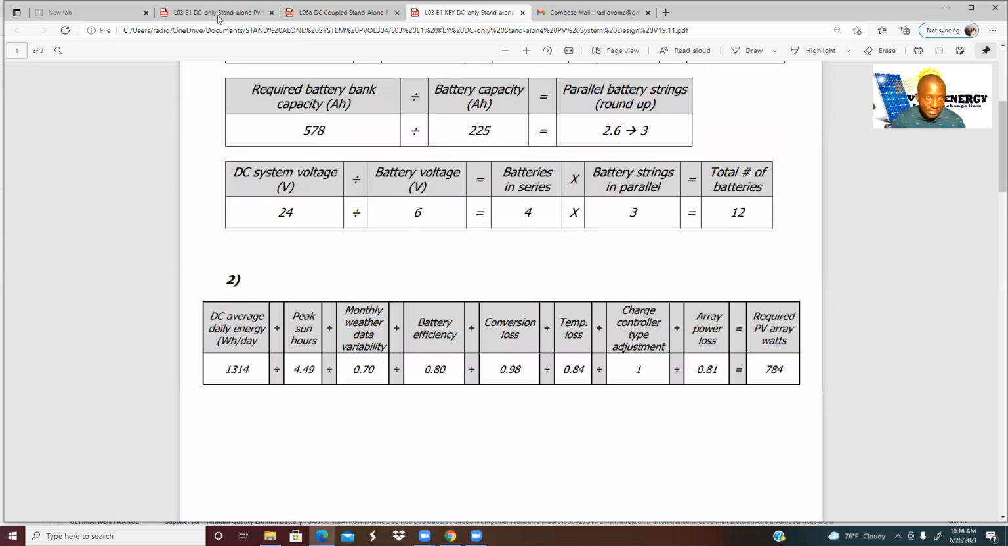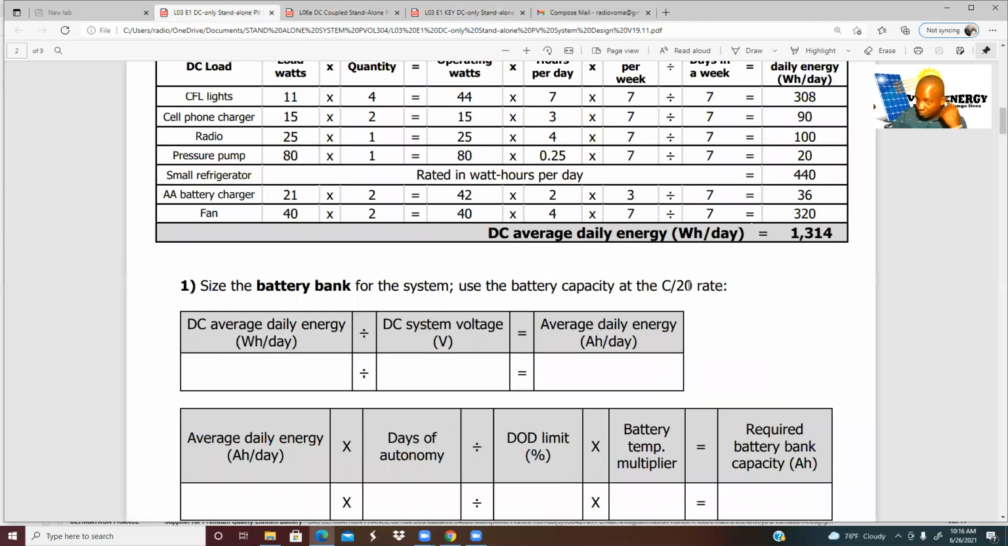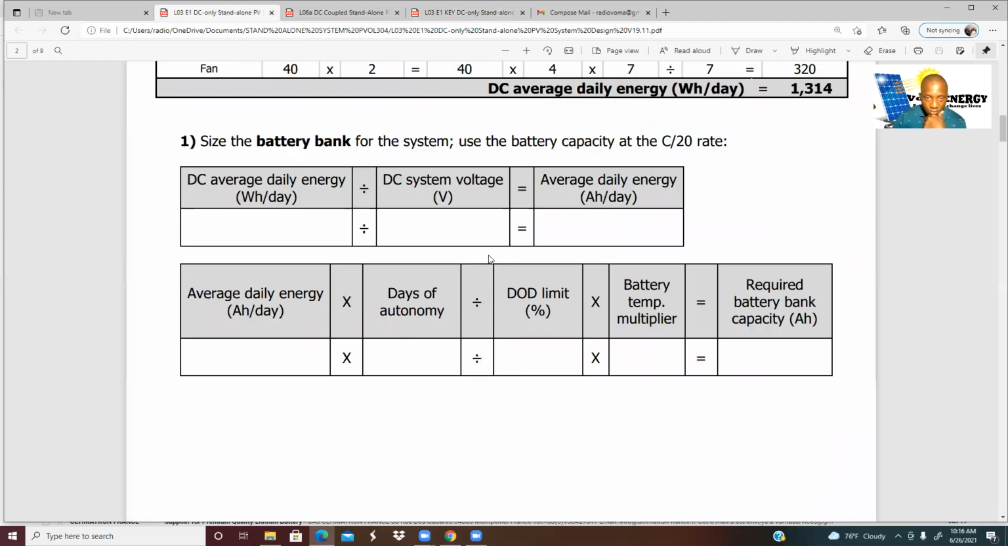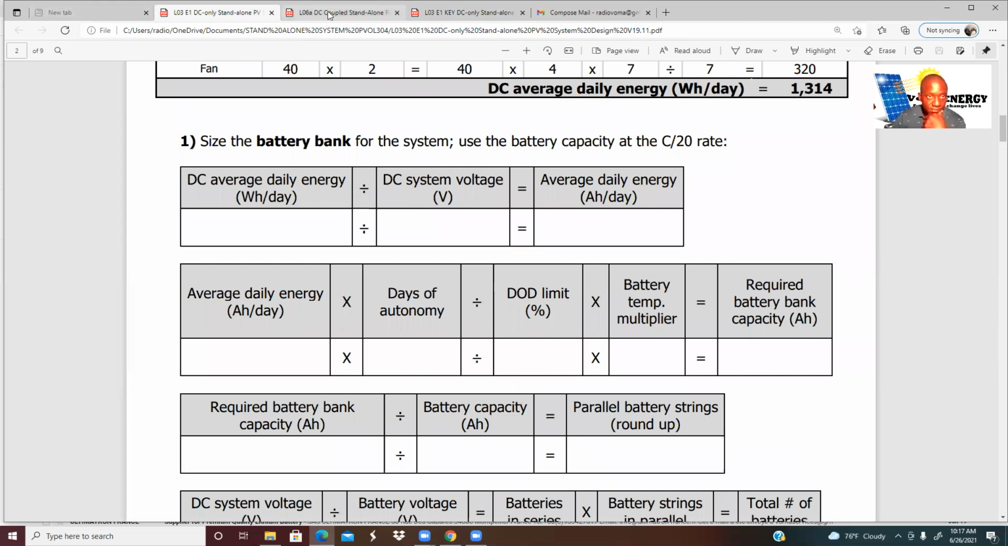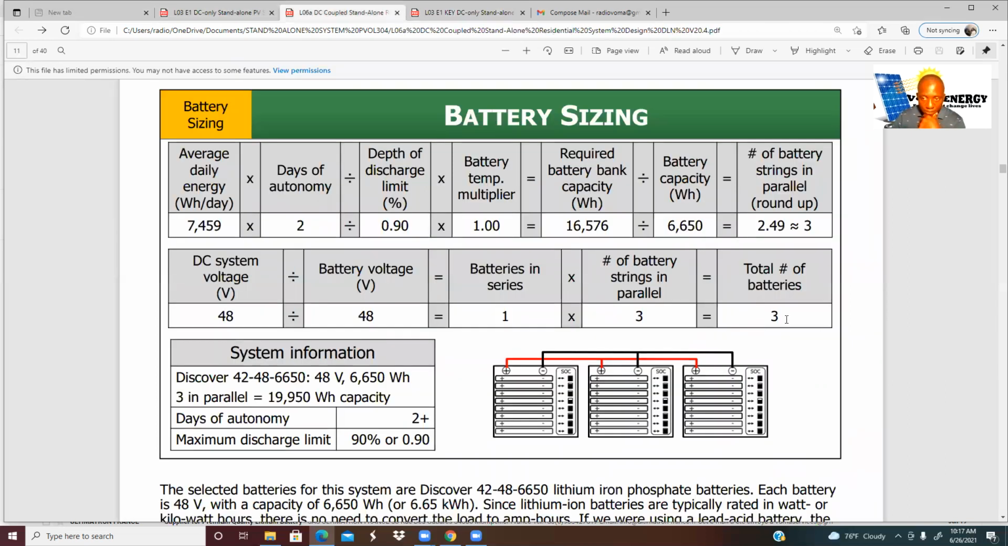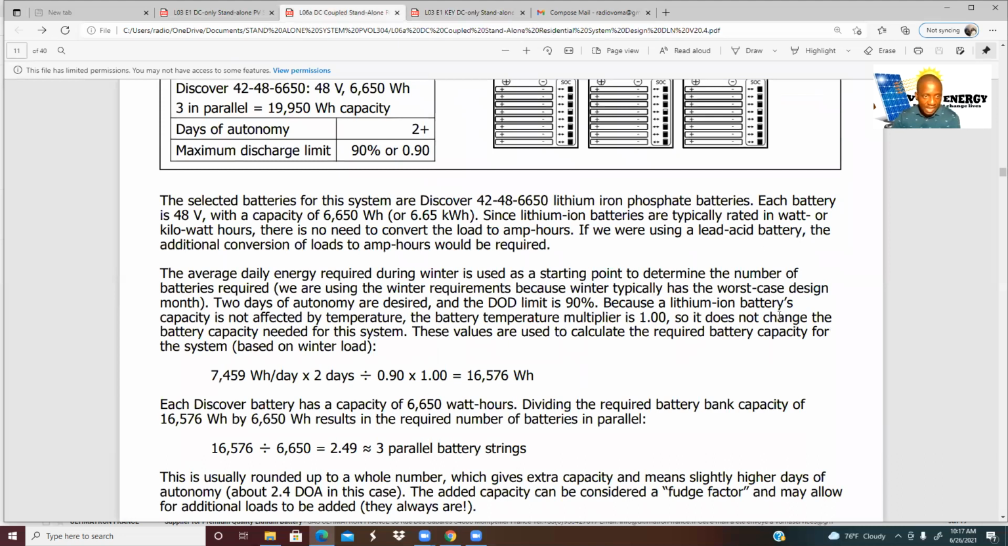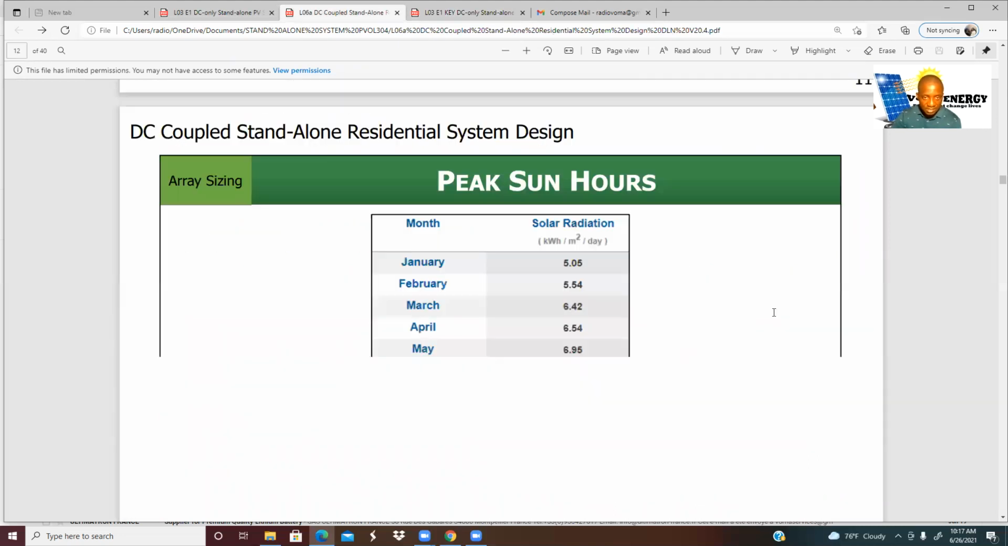So it's the same old thing here with the lithium ion battery. Same old, same old. Let me go back. If you look right here, total battery is 3. So that is our battery size. So that's how you size the system battery.